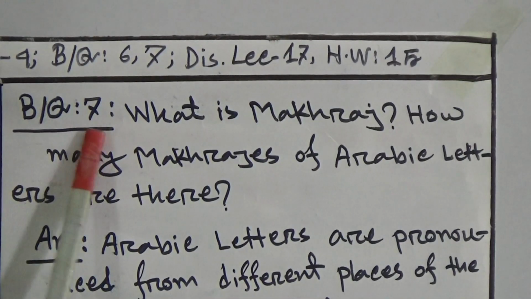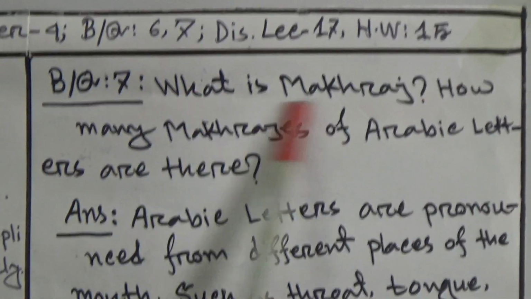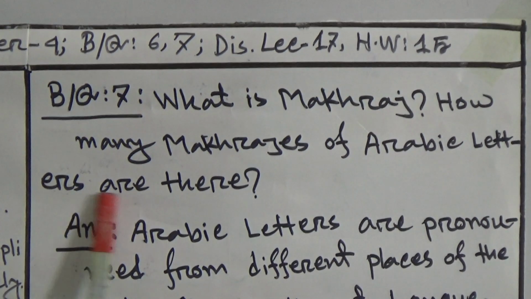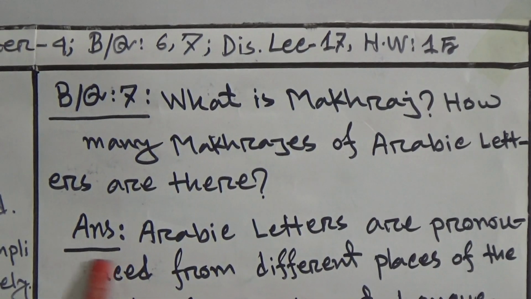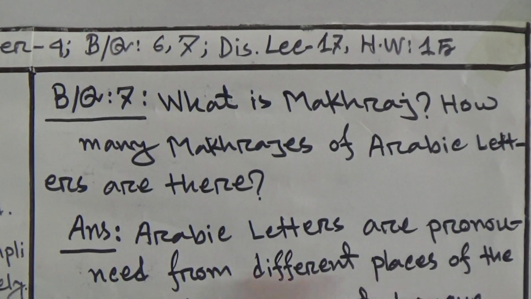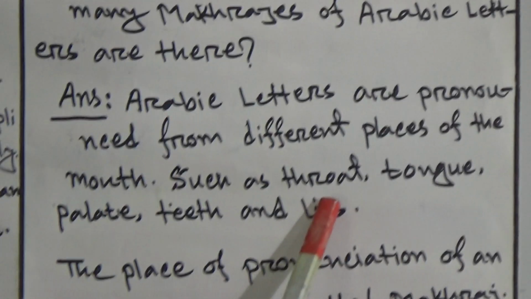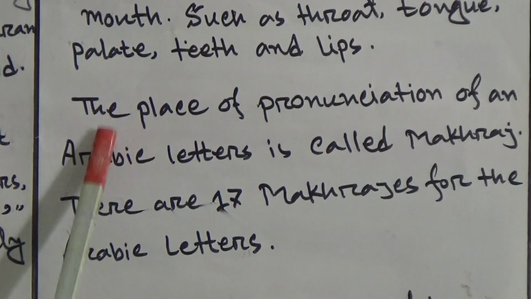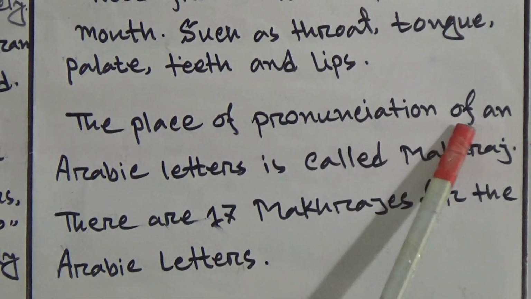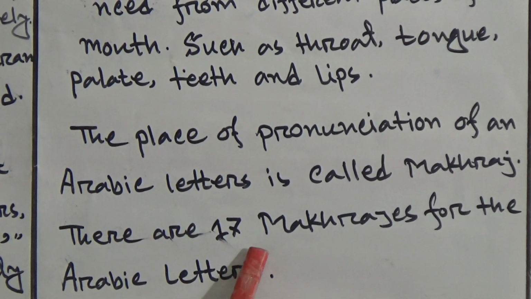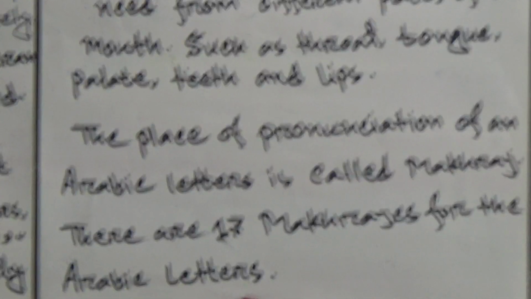Okay, dear students, now we start question number 7. BQ 7. What is makhraj? How many makhrajes of Arabic letters are there? Answer, Arabic letters are pronounced from different places of the mouth, such as throat, tongue, palate, teeth and lips. The places of pronunciation of an Arabic letter is called makhraj. There are 7 makhrajes for the Arabic letters.